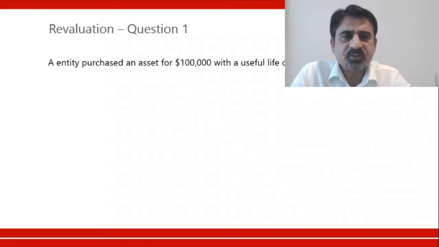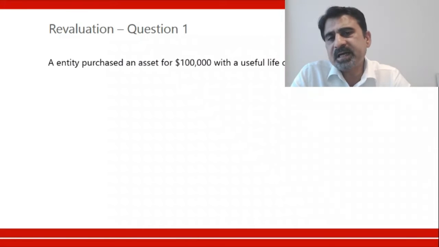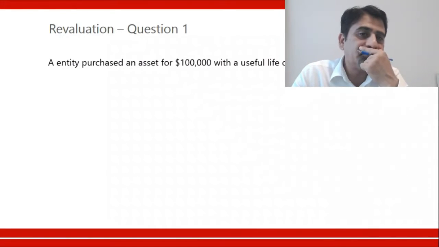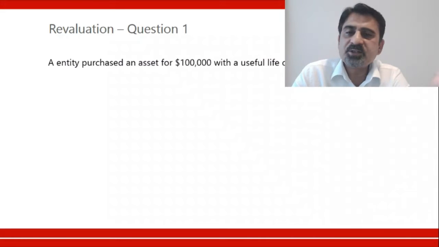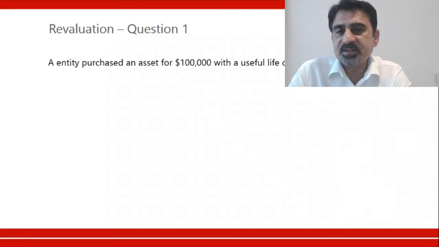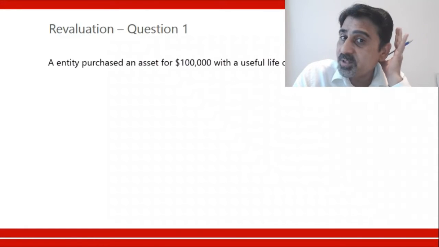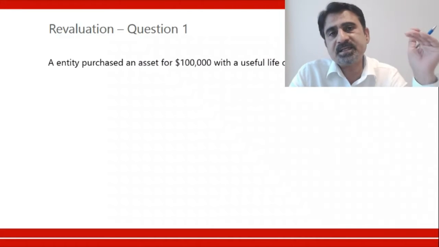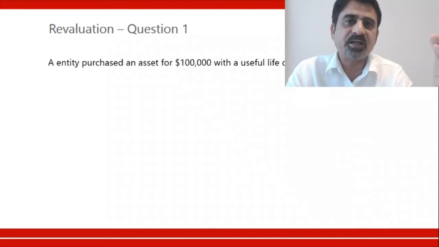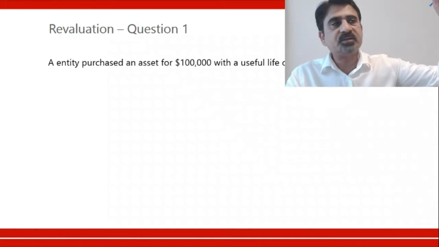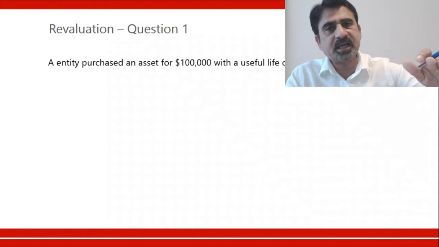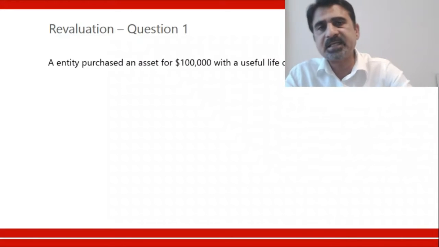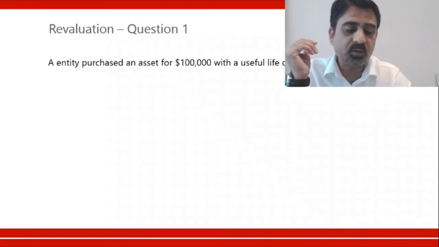So we say that straight line method with residual value 0. It means that $100,000 worth of asset will become 0 in 20 years. So how much is my depreciation? 100,000, the cost minus the residual value, which is 0, divided by 20. So it means that my depreciation per year is 5,000. So the asset is going to lose $5,000 value every year. From 100,000 it will become 95,000, 90,000, 85,000, 80,000, and that's how it will become 0 in 20 years.